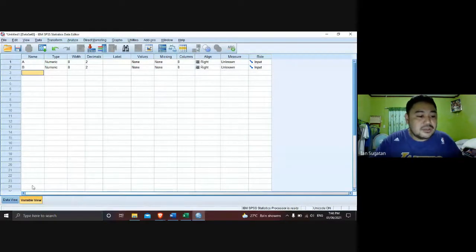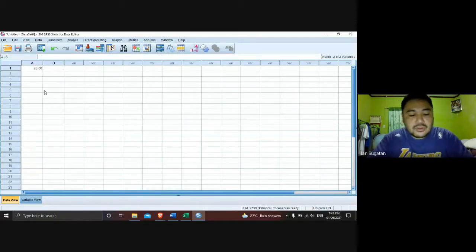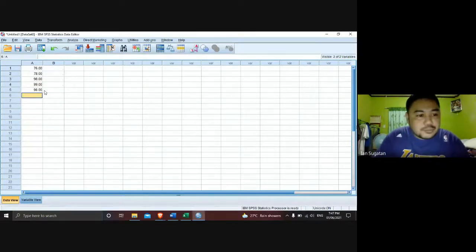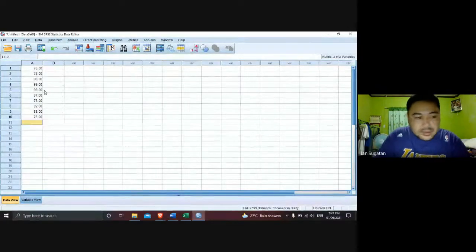Okay? And then you're going to go to data view here. And just like what we did, we're going to get similar values. I think the example I will give you is just 10 values for each variable. Okay? So fill it in first. And then your computer will perform it automatically.